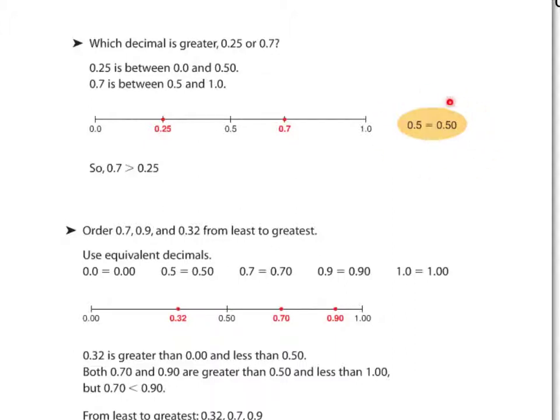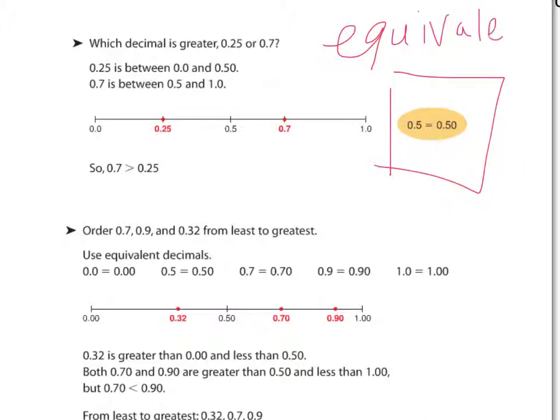The other thing we can do is we can make them into equivalent decimals, and this I personally find to be the most effective. So equivalent decimals. And all that means is that you are adding a 0 to the end of your number, and then you're comparing them exactly the same.